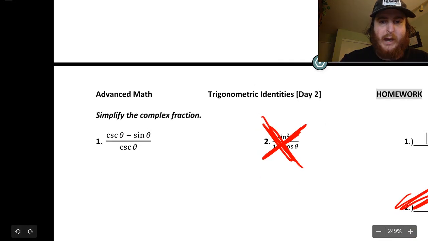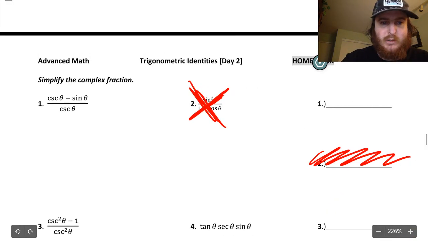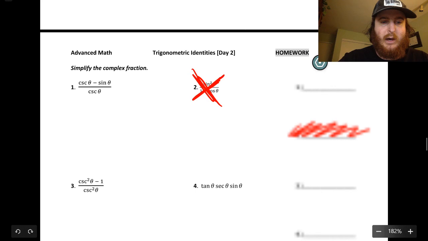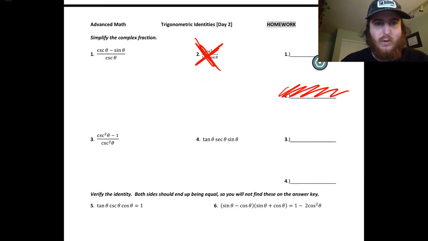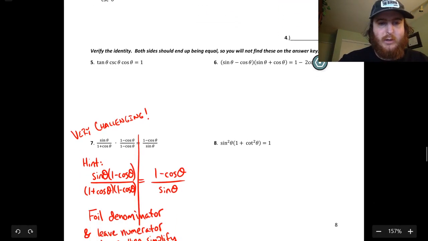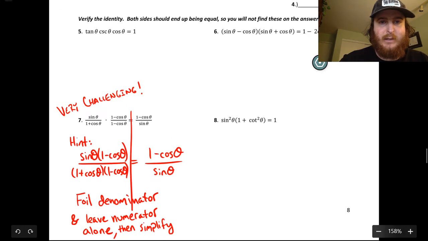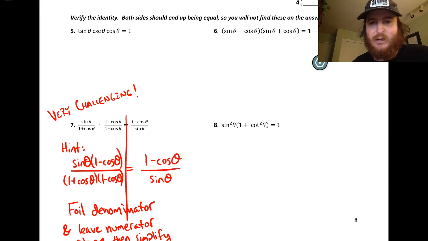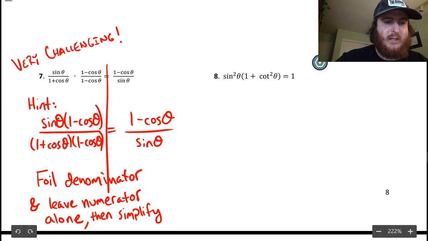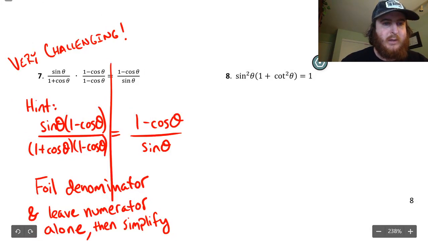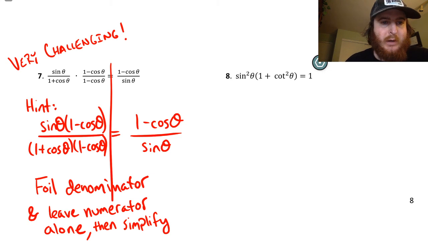So on our homework, I got rid of a couple of these just because they have some weird factoring stuff. But on our homework, we're going to do 1, 3, and 4, where we simplify them. I posted the answers for those. Okay. And we're going to do 5, 6, 7, and 8. I did not post the answers here. You're going to have to simplify it to get the left side to look like the right side. I am going to give you guys a hint on number 7. Number 7 is extremely challenging. So I am starting you off, okay?